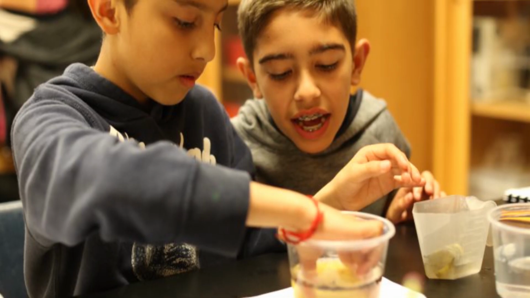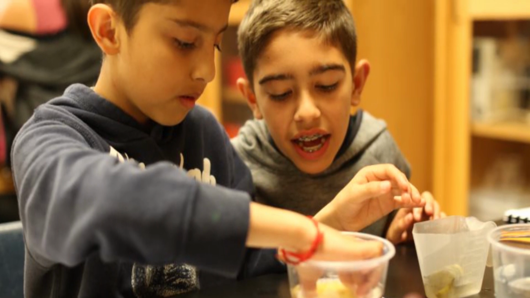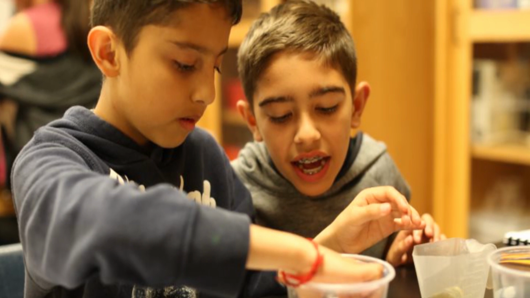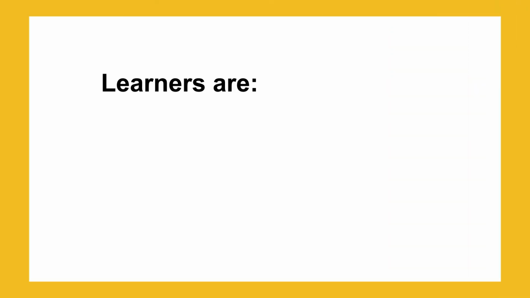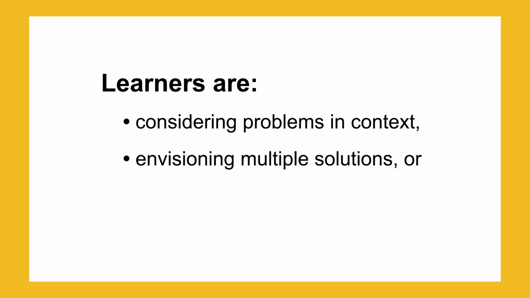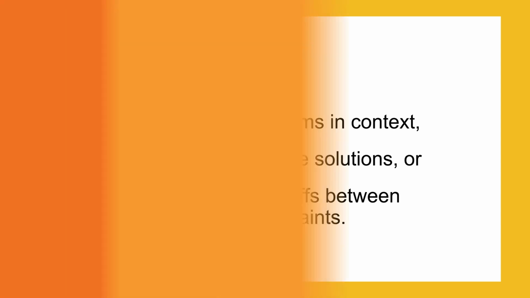For example, a disagreement between learners about the best material for cleaning an oil spill may seem like a failure in teamwork. Seen through the habits of mind lens, however, this argument is evidence that learners are considering problems in context, envisioning multiple solutions, or considering trade-offs between criteria and constraints. Understanding the habits of mind will help you recognize this argument for what it is: evidence of an effective collaboration. EIE habits of mind support problem solving no matter the context.